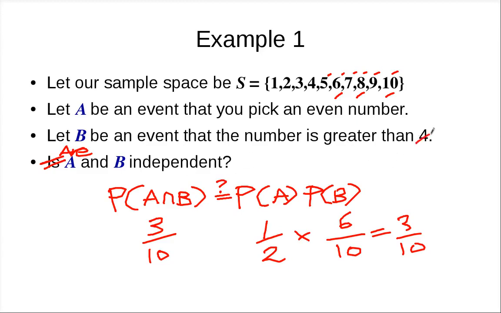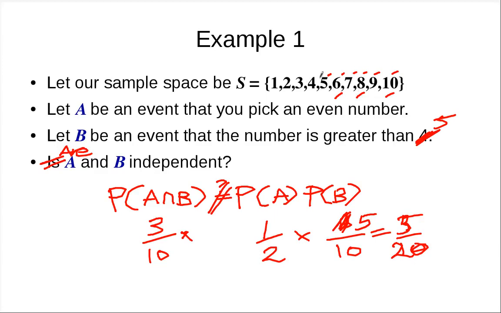Now, if I change this to, say, 5, what would the answer be? Now if this is 5, then this changes to 5, right? And again, you only have 3 numbers which are greater than 5 and also even. So this remains the same, but this changes to 5 over 20. So that's not equal. So it means they are not independent.